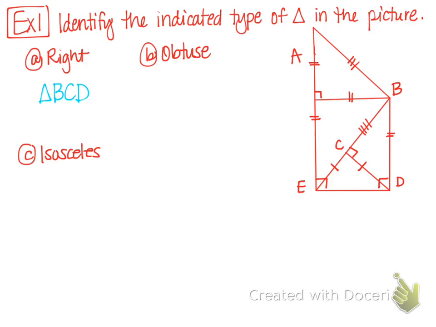Now an obtuse triangle, let's see. If you look, this big triangle right here looks like it's obtuse. From this angle B right here, it looks like we have a big angle. So let's say we are going to write that as triangle ABE.